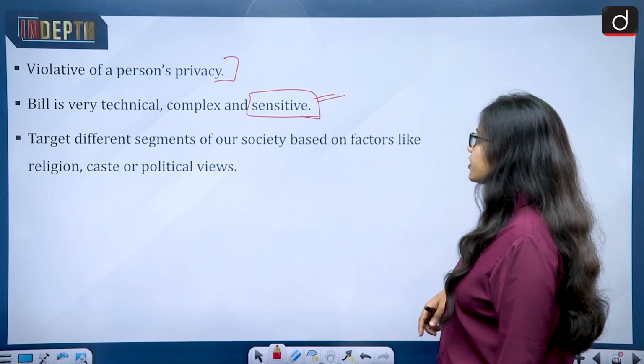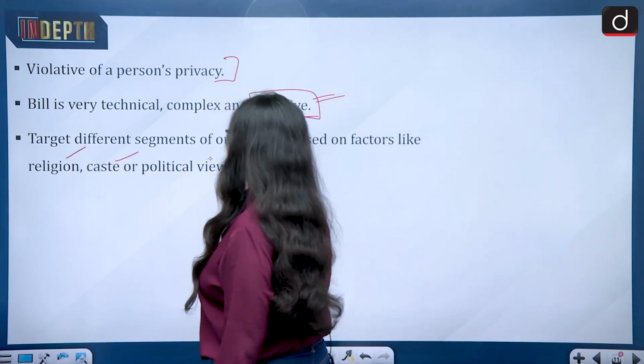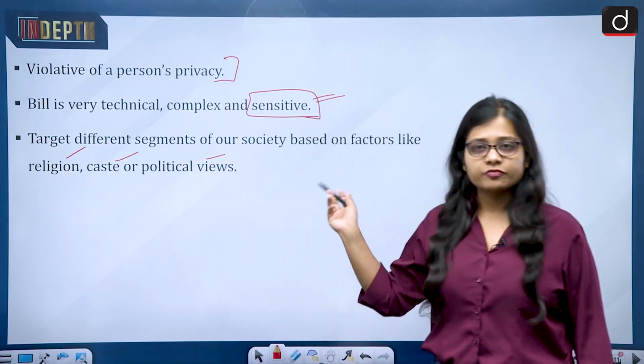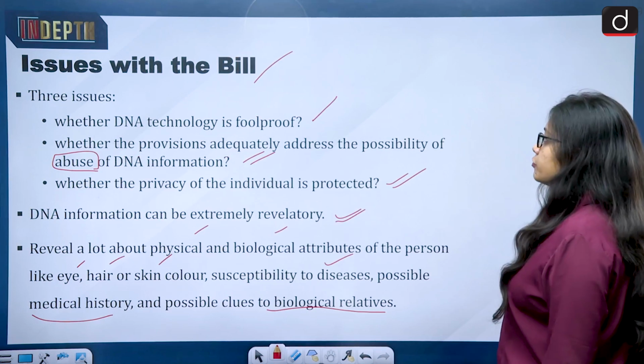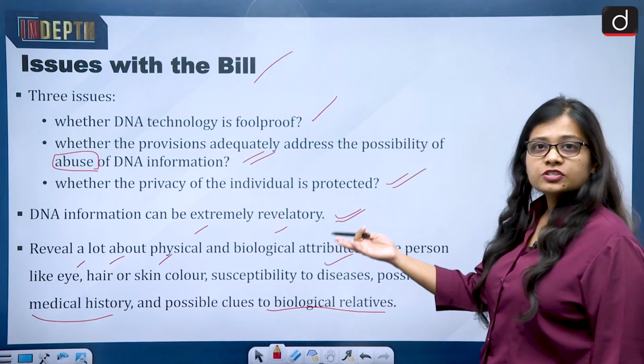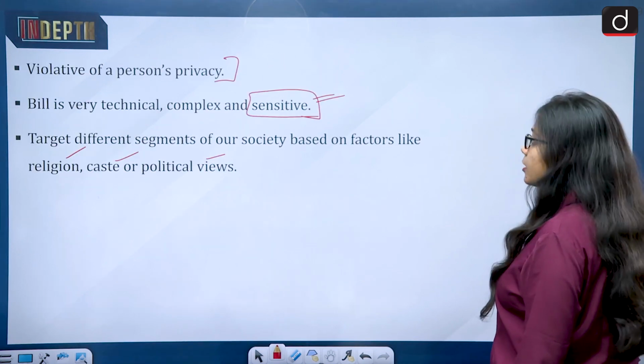Then it can target different segments of our society based on factors like religion, caste or political views, as I've told you in the starting also. So these are a few of the issues with the bill, because of which the bill has been withdrawn as of now, and it will be looked upon.